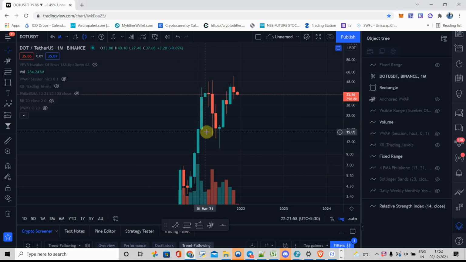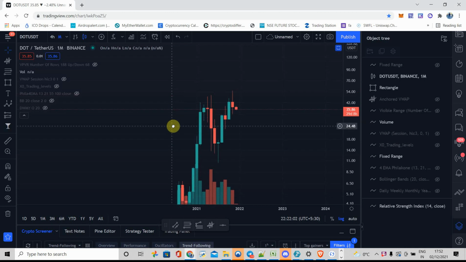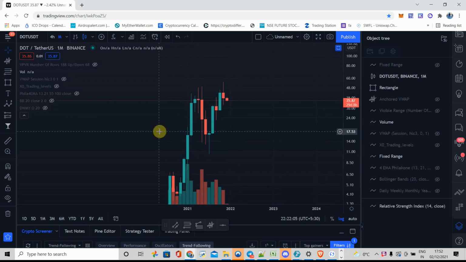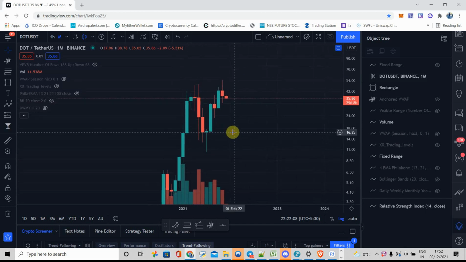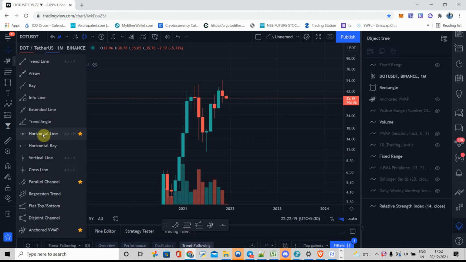Hello all, today I'm going to do technical analysis on the Polkadot token which is on the Binance exchange. So let's get started. The first thing is I always draw the horizontal support and resistance lines from the higher time frame perspective. Currently I am on a monthly chart. So let's draw the horizontal support and resistance lines first.